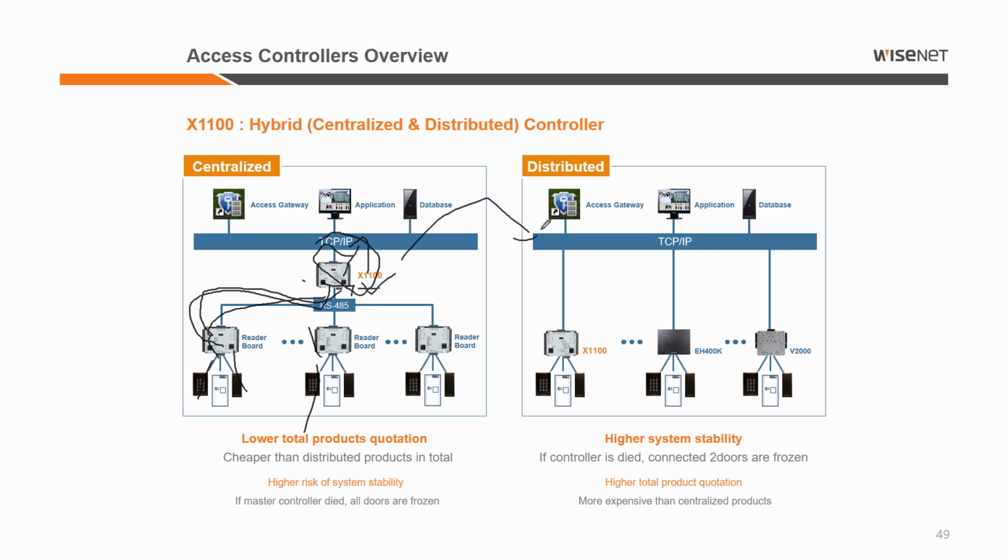Whereas in distributed, the benefit is every reader is directly connected to the controller. So if anything happens, only these doors will be affected, other doors are not affected. Whereas in centralized, if the loop is disconnected, then this entire line of doors will not be working.